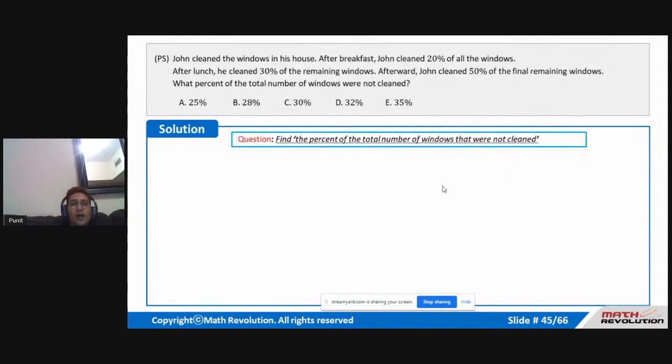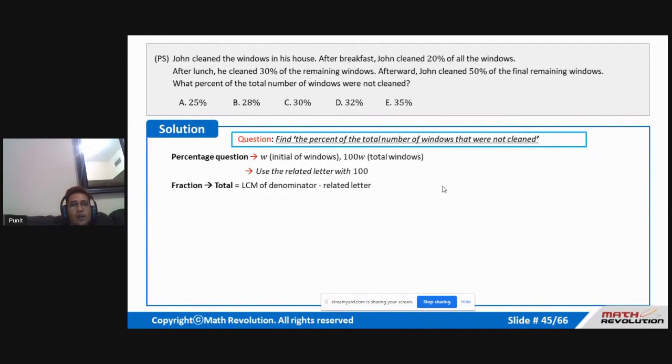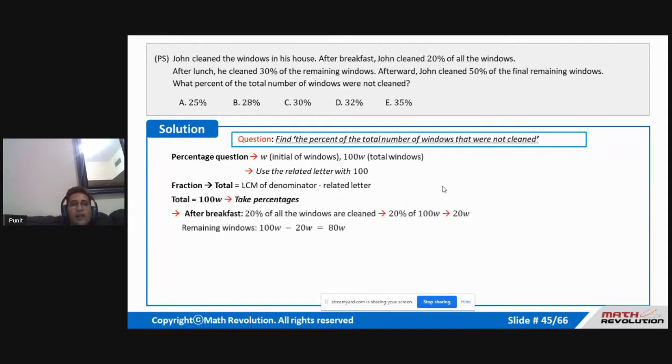The question is asking about the percentage of the total number of windows that were not cleaned. We are using the initial number of windows as W, so the total becomes 100W. For fractions, we should have found the LCM. We know that after breakfast, 20% of all the windows are done. That means 20 windows were done out of 100, and 80 are remaining.